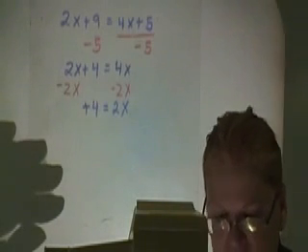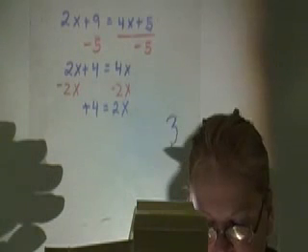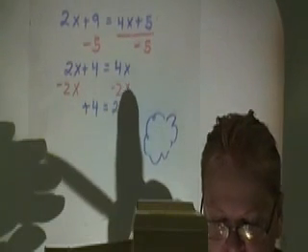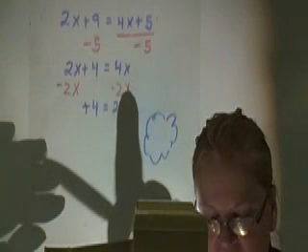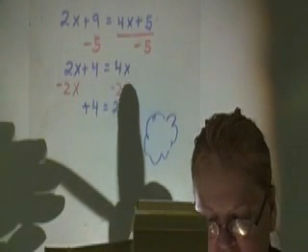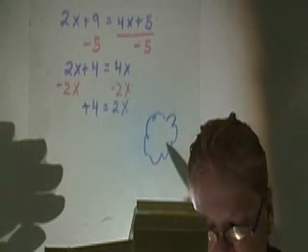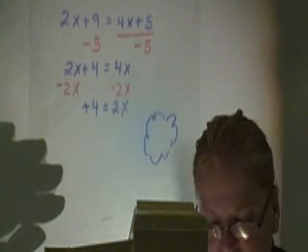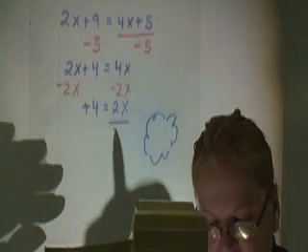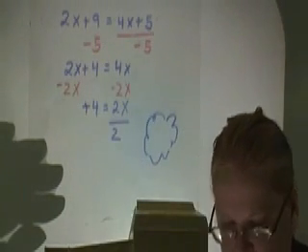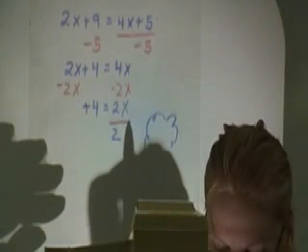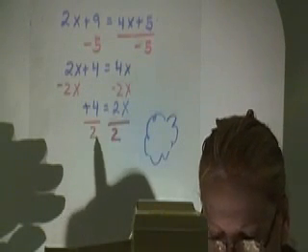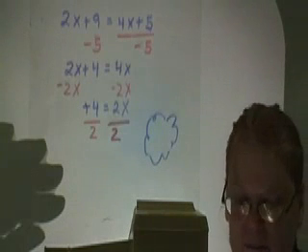In the next thinking cloud, I would be thinking, 2 groups of what is equal to 4? Instead of writing it, I'm going to do it with math. And I do that by dividing by 2. I divide both sides by 2. Write it.